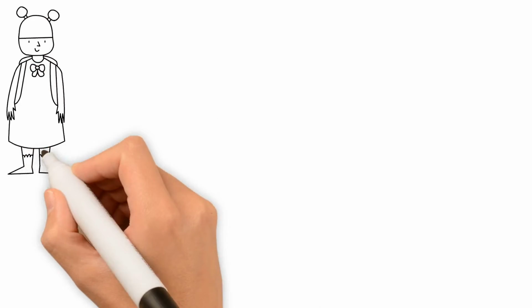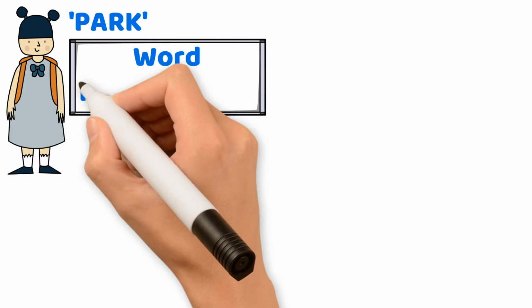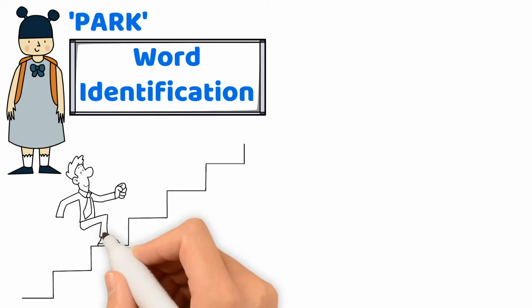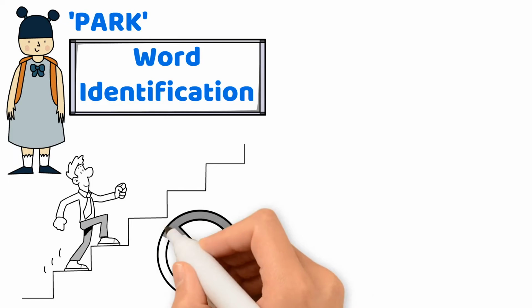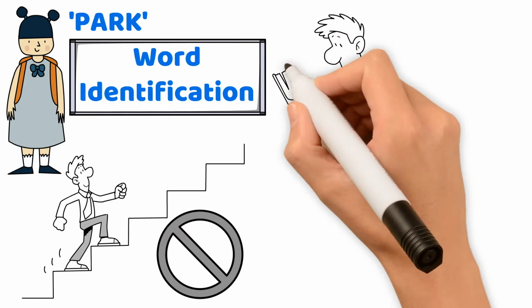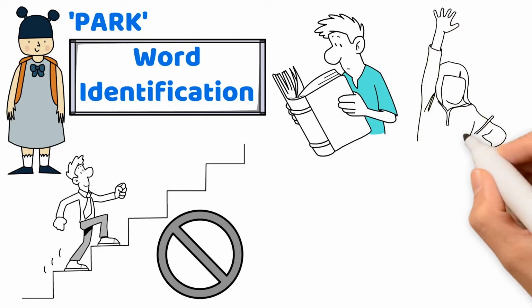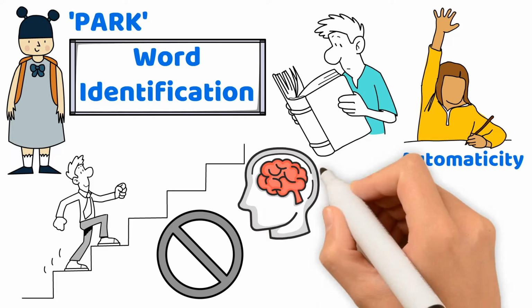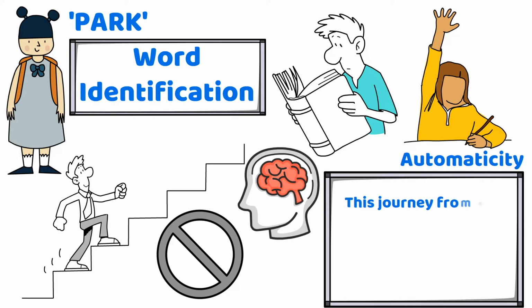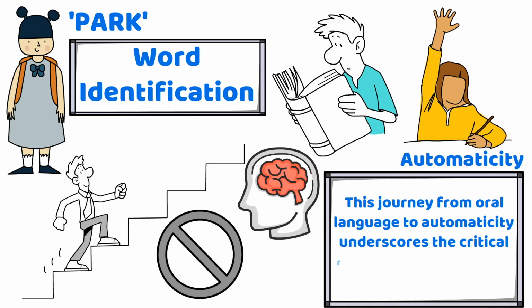As the child spots the word park, we witness word identification in action. It's their first step in connecting spoken words to written ones. But recognizing the word isn't enough. Through repeated exposure and learning, the child transitions from mere recognition to what we call automaticity, reading the word park swiftly and understanding its meaning instantly. This journey from oral language to automaticity underscores the critical role of phonics and sight words.